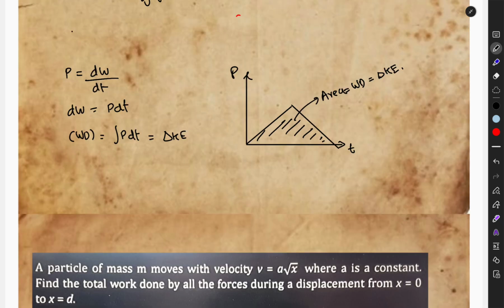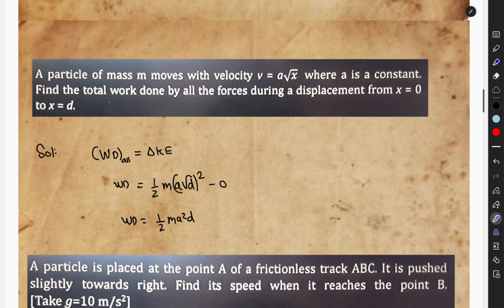So P is equal to dW by dt, and if you take dt on that side and integrate on both sides, you can clearly say that in the graph of P versus t, the area under the graph will be the work done, which will be equal to the change in kinetic energy. So let's see a couple of questions, and the rest of the things you please do as homework.